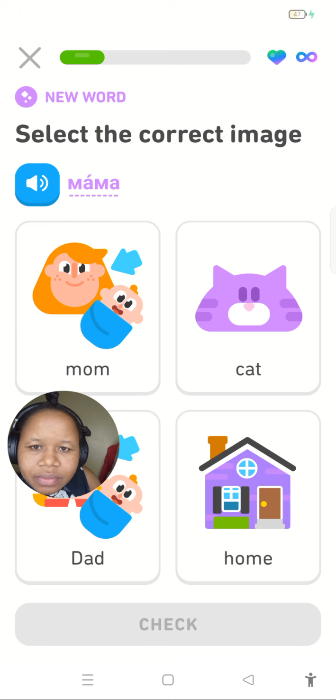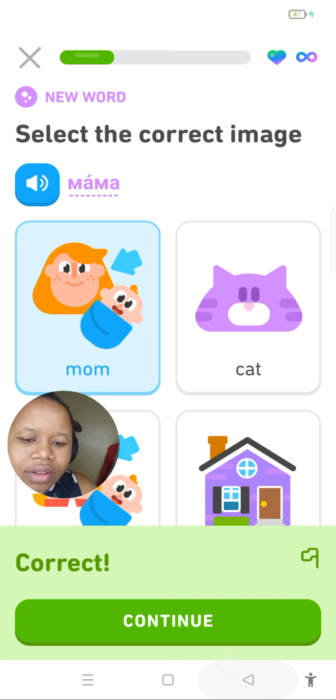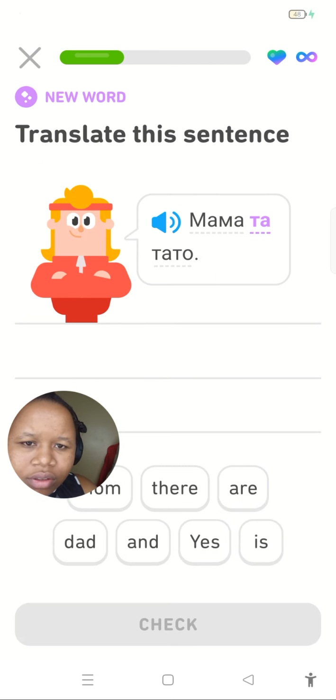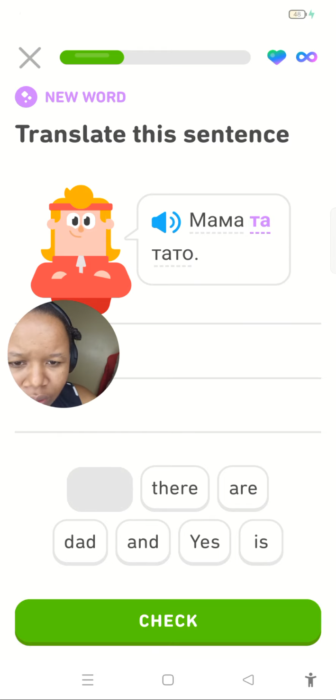Mama, see, they tell you a word and you can learn. You can click on this and mama means mom, and they even show the pronunciation. You click on that. Tato is dad. Mama, tato. I know mama and tato, so I can learn what is ta. Ta is and. So mama, tato: mom and dad.